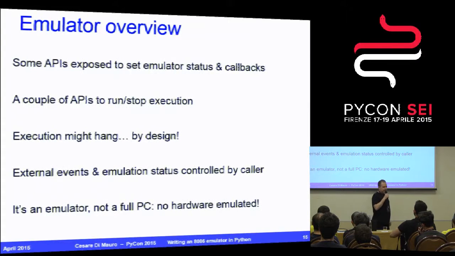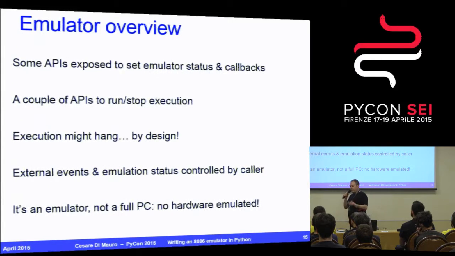Okay, now an overview of the emulator. The emulator exposes some APIs to control the status, and also to set some callbacks to be called by the emulator. And there are a couple of APIs to start the execution and to stop it, of course.